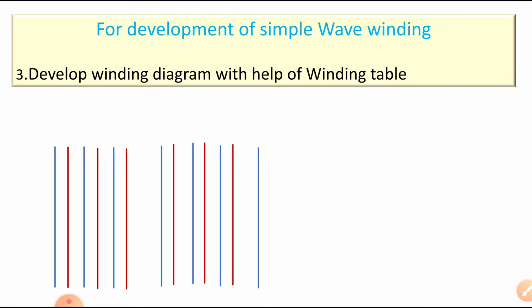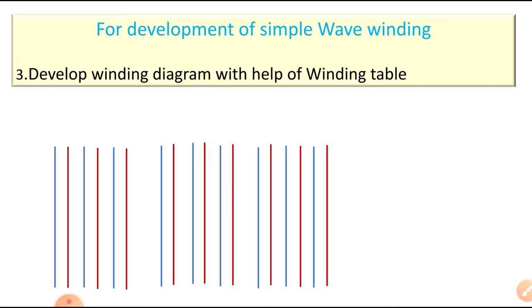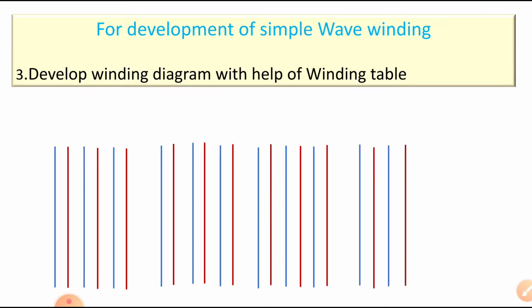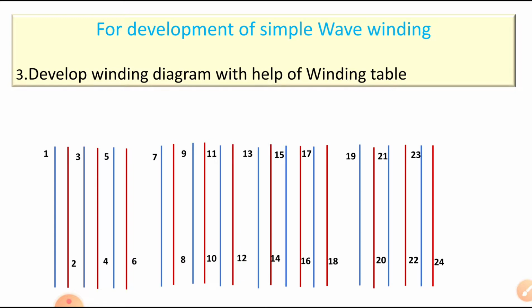Draw the main winding diagram: draw solid lines of equal length and equal distance, equal to the number of slots given in the data. After that, label the number of conductors, top and bottom. So, 24 slots. Now, how many poles? Represent the number of poles also.